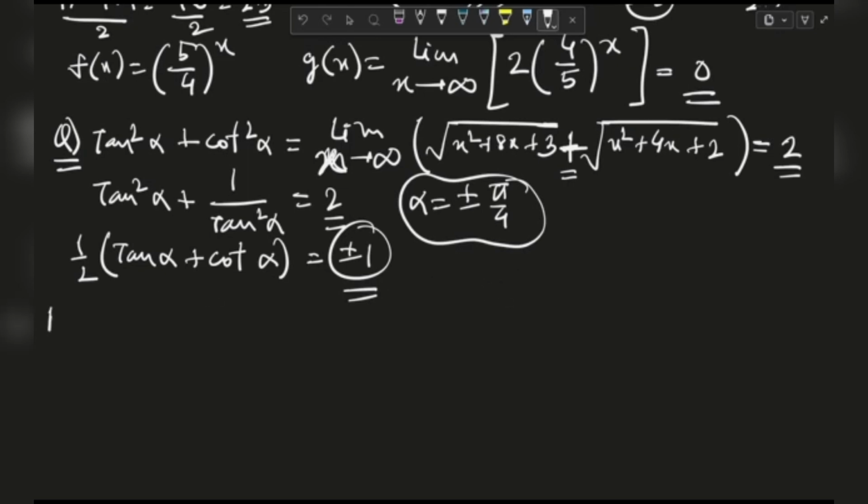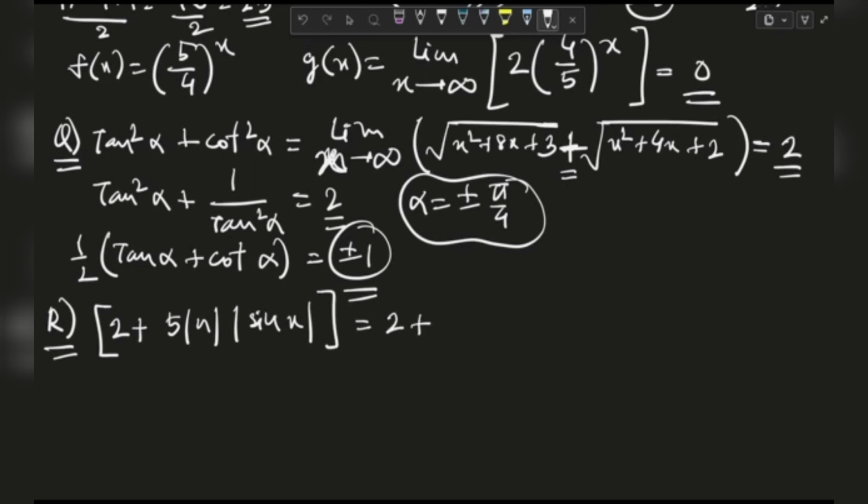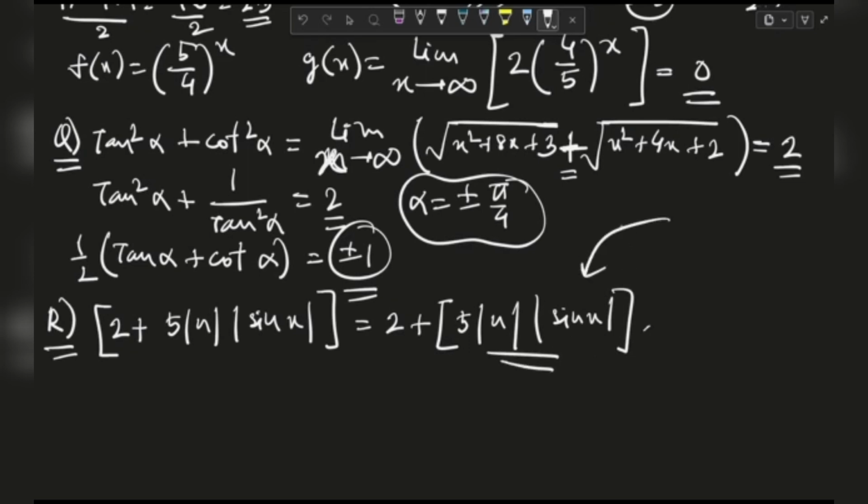Now if I move on to the next part, here actually I will tell you guys this thing is mod of 2 plus 5 mod n mod sin x, equivalent to 2 plus this, if we open this box function, it will become 5 mod n mod sin x. Now this is pretty simple, and if you have watched my previous videos, you will see I have solved this question in detail. This same question I have solved in detail, and I have also found out the answer.